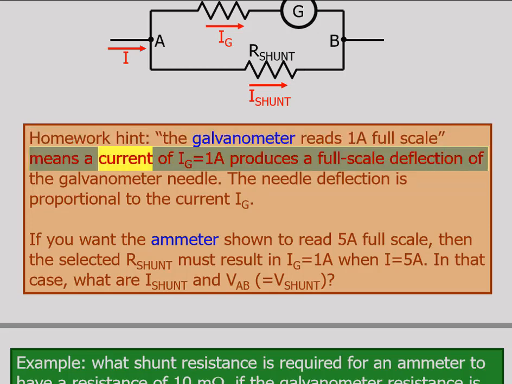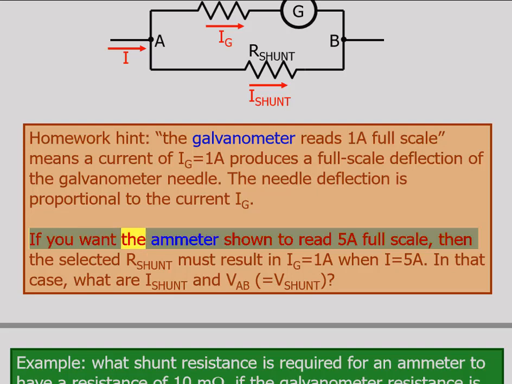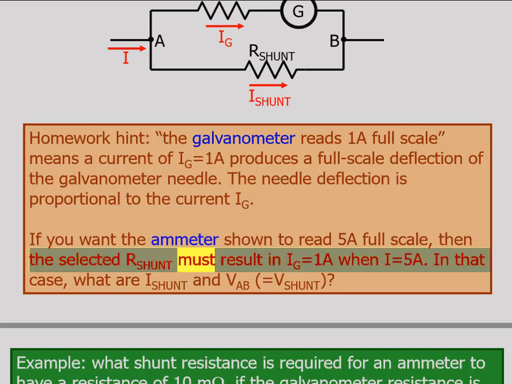Full scale means a current of I_G equals 1A produces a full scale deflection of the galvanometer needle. The needle deflection is proportional to the current I_G. If you want the ammeter shown to read 5A full scale, then the selected R_shunt must result in I_G equals 1A when I equals 5A. In that case, what is R_shunt? V_AB equals V_shunt.